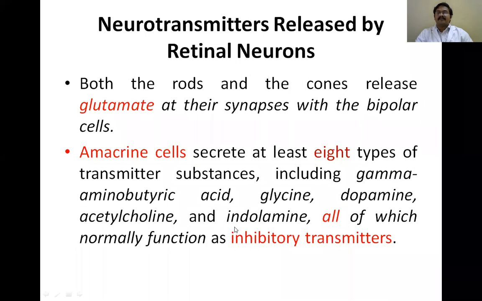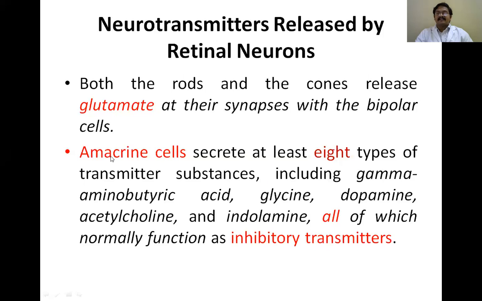What are the different types of neurotransmitters that are secreted by the retinal neurons? If you look at the photoreceptors, the rods and cones, they release glutamate at their synapse with the bipolar cells. The neurotransmitter secreted by the rods and cones is glutamate.